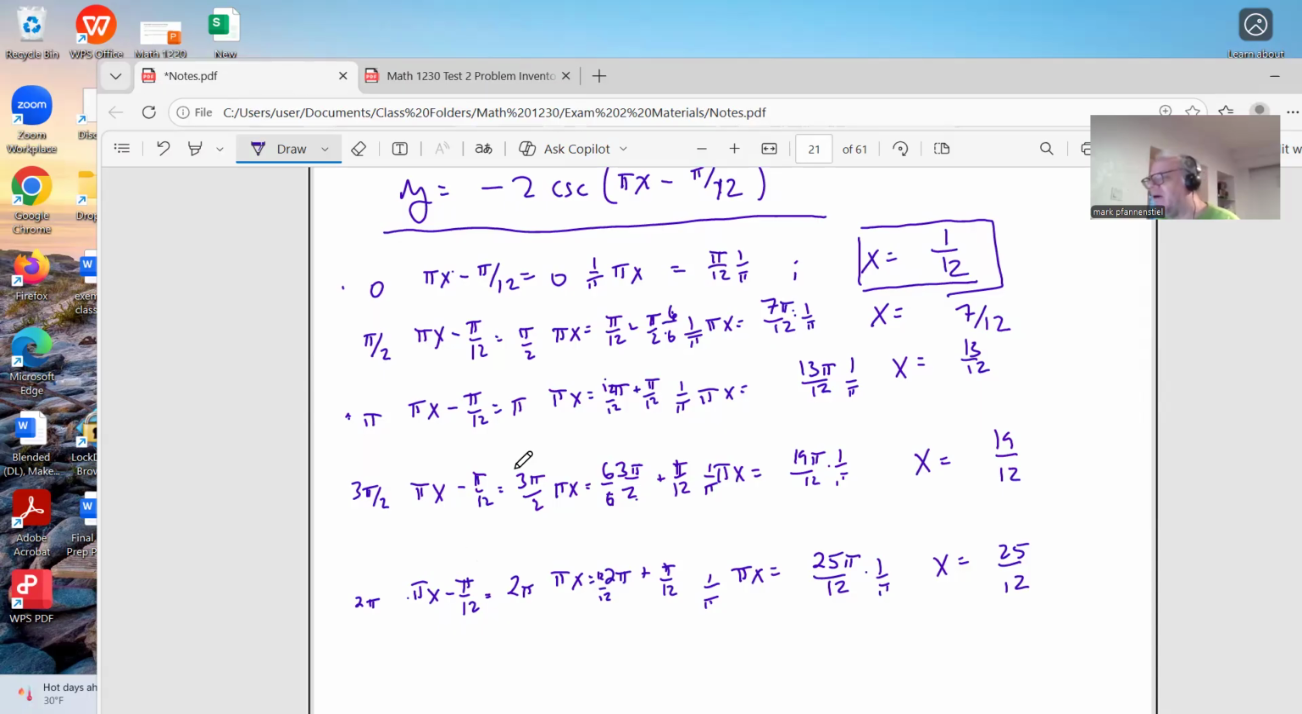All right. Now, as I'm looking at my numbers here, I have 1 over 12, 7 over 12, 13 over 12. It looks like I'm adding 6 over 12. What's going on here? 13 plus 6 is going to be 19. 19 plus 6. Hey, this makes a pattern. I knew you would see that.